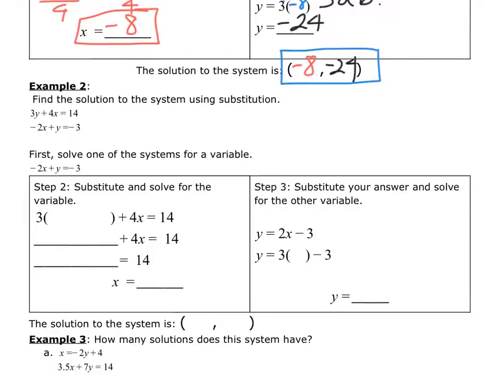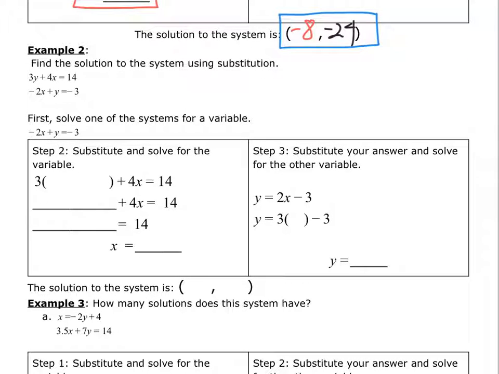Example number 2 says, find the solution to the system using substitution. So I have a system here. We have 3y plus 4x equals 14, and negative 2x plus y equals negative 3. This example is different from example 1 because we will have to use 3 steps instead of 2 to find the solution.